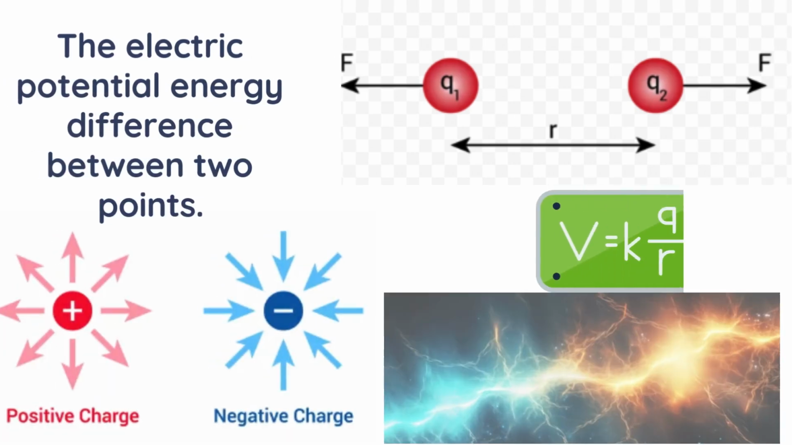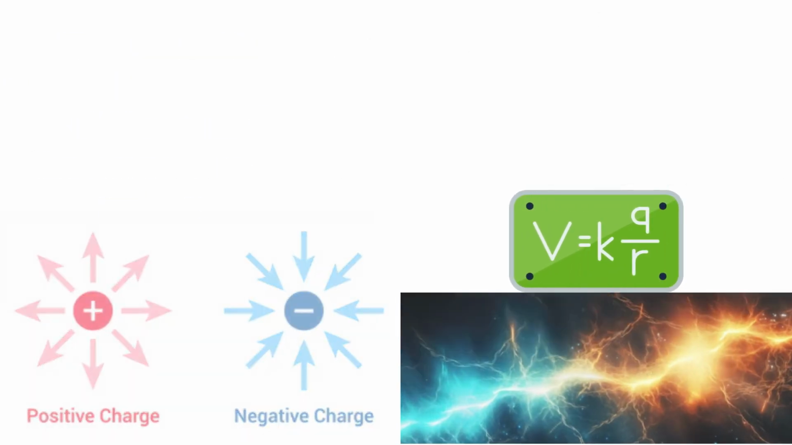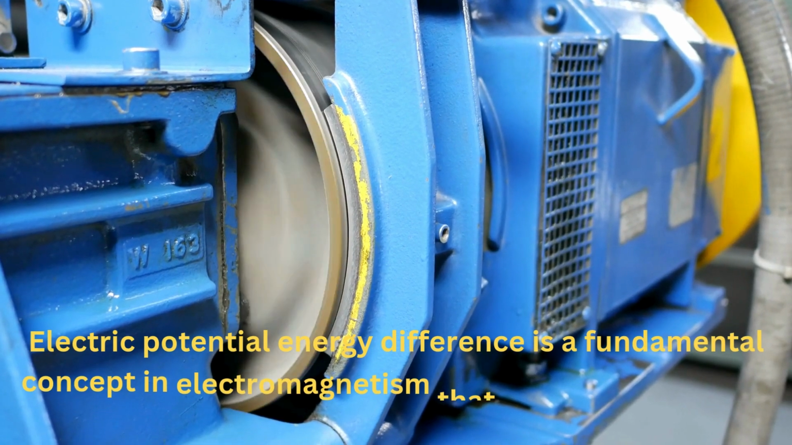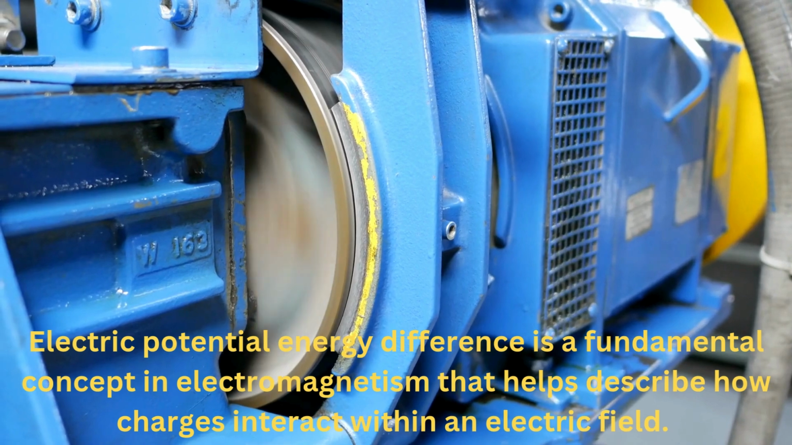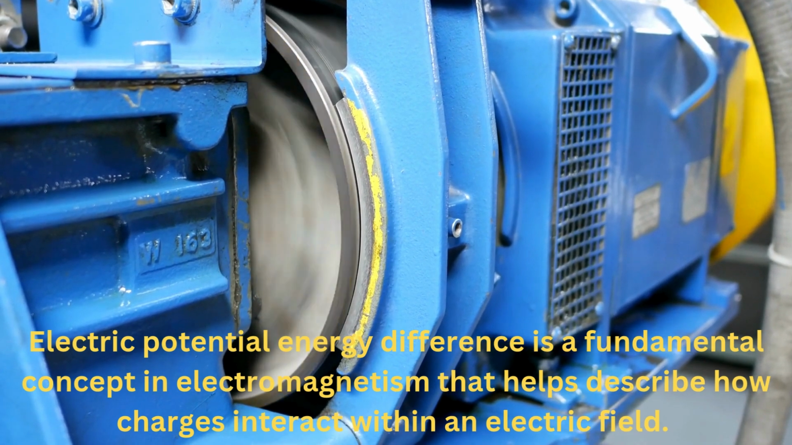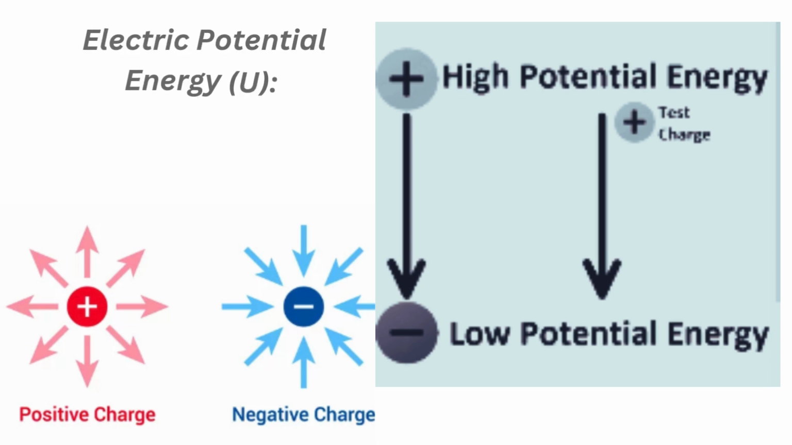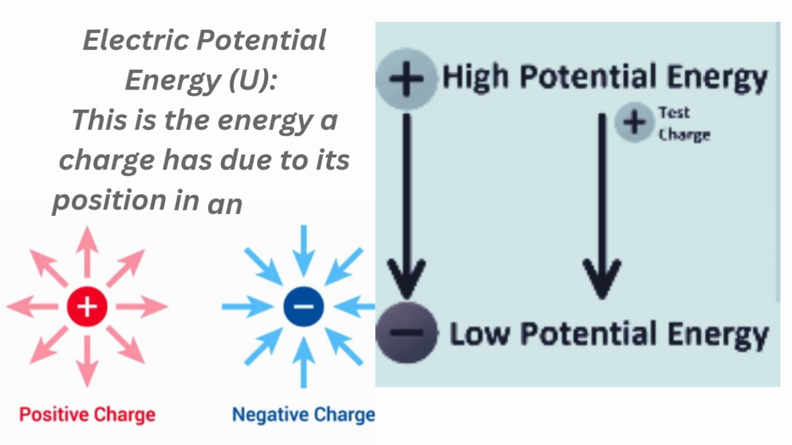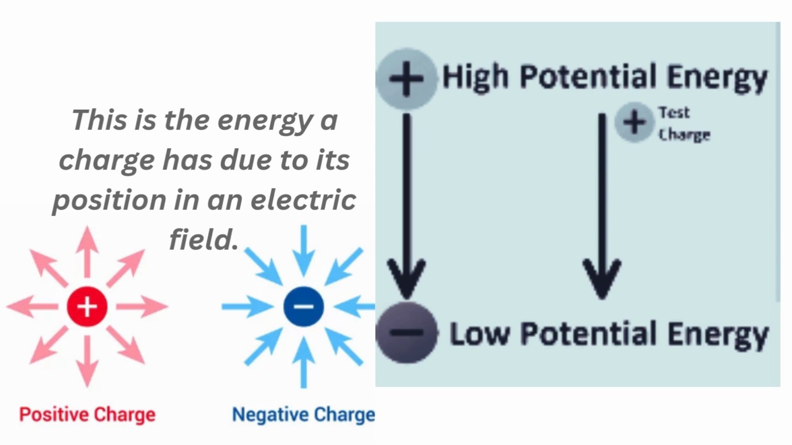The electric potential energy difference between 2 points. Electric potential energy difference is a fundamental concept in electromagnetism that helps describe how charges interact within an electric field. Electric potential energy, U. This is the energy a charge has due to its position in an electric field.